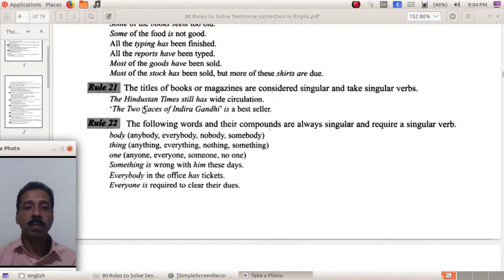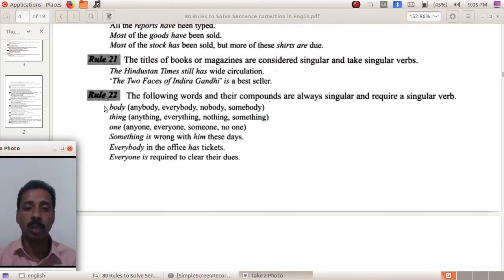Then the titles of books or magazines are considered singular and take a singular verb. The Hindustan Times still has wide circulation. The Two Faces of Indira Gandhi is a bestseller, so you can just keep that in mind. The following words and their compounds are always singular and require a singular verb. That is, expressions like anybody, everybody, nobody, somebody, etc. Anything, everything, nothing, something, anyone, everyone, someone, no one, etc. should always take a singular verb. So just keep in mind body, thing, one, as in anybody, anything, anyone.